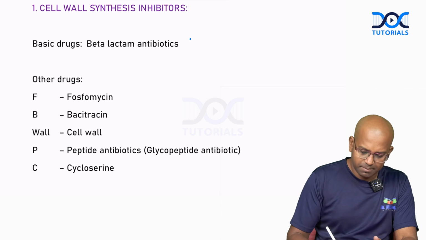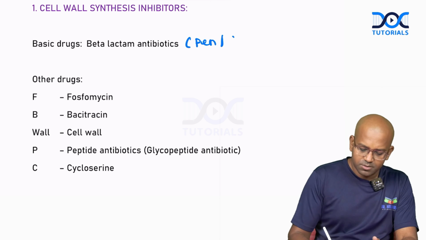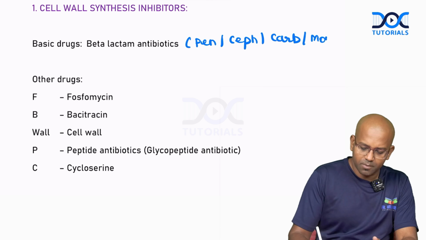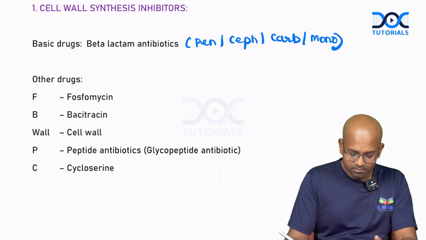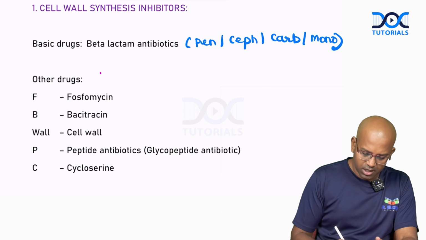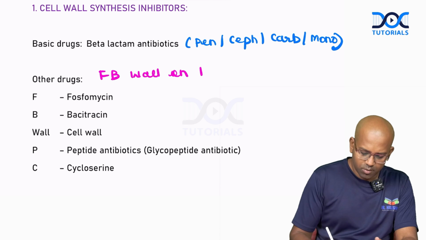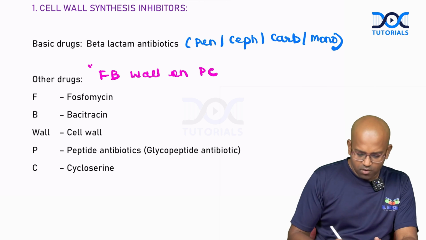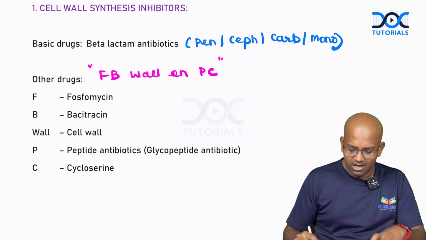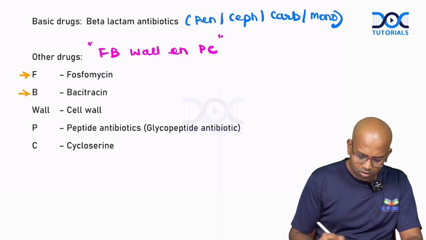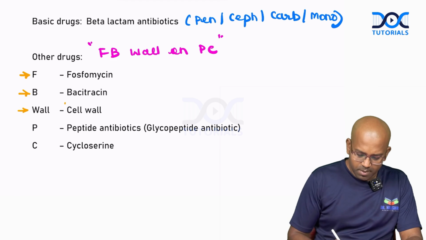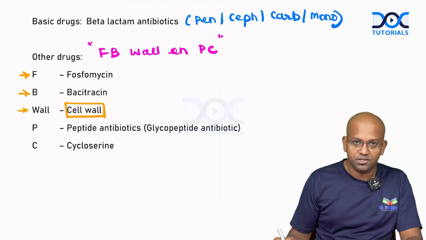We have some basic drugs like beta-lactam antibiotics, which include penicillins, cephalosporins, carbapenem, and monobactam. The other drugs can be remembered with the mnemonic Facebook wall on personal computer. FB wall on PC is the mnemonic to remember the drugs which inhibit the bacterial cell wall. F is for fosfomycin, B is for bacitracin, wall is for remembering that this mnemonic is for cell wall synthesis.